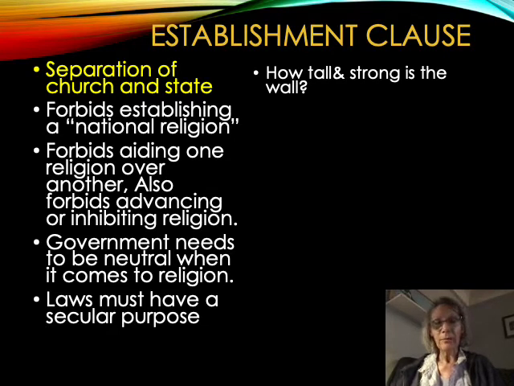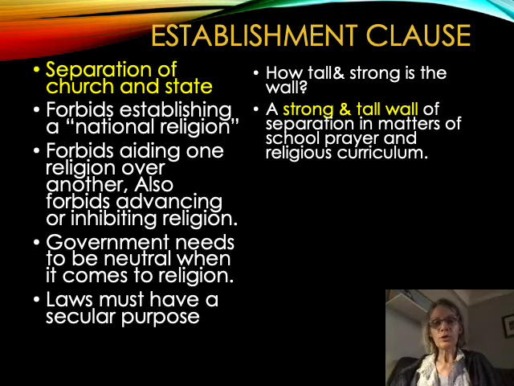Now, the question that we have when it comes to the Establishment Clause is, okay, so you have a wall separating church and state, just how tall and strong is that wall? Is it a big brick wall, where church and state can't mingle at all? Or is it a lower, more porous wall where there can be some mingling between church and state?